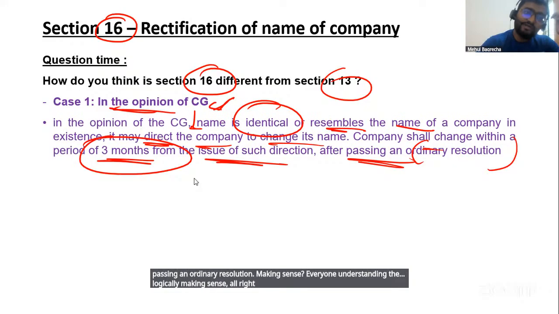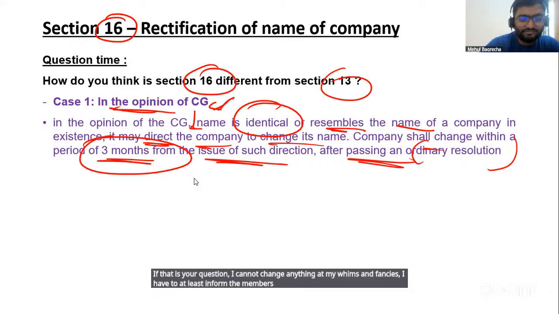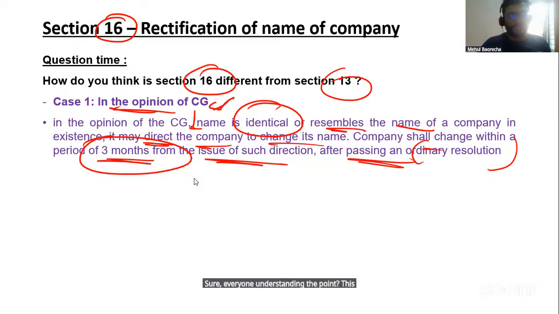All right. Now the question running in your mind then could be, sir, then why an ordinary resolution also? Don't pass a resolution itself. If that is your question, I cannot change anything at my whims and fancies. I have to at least inform the members. How do I inform them? By passing a resolution. Clear? Everyone understanding the point? This is in case 1.